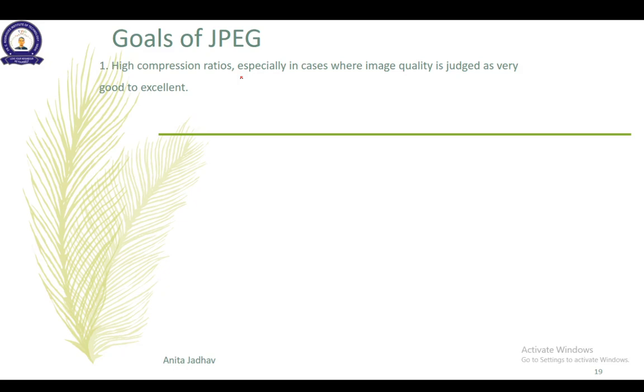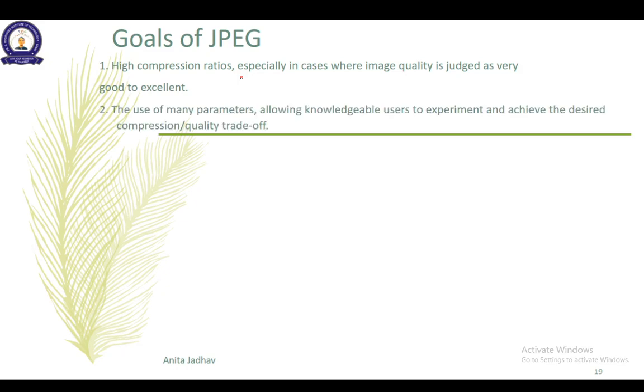So compression should give you a high factor of compression, but not at the cost of quality. The use of many parameters, allowing knowledgeable users to experiment and achieve the desired compression quality trade-off.